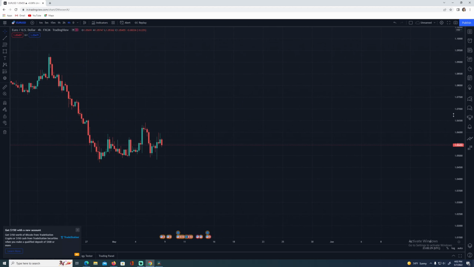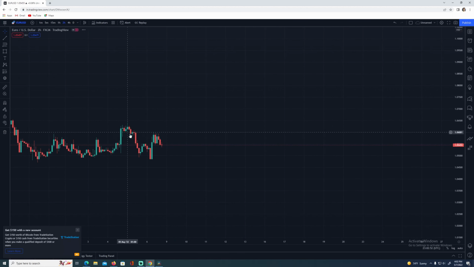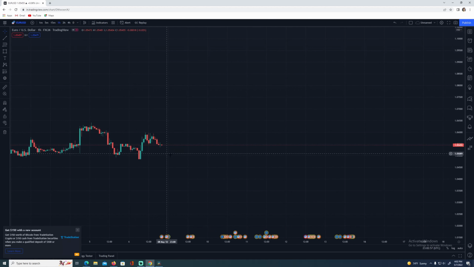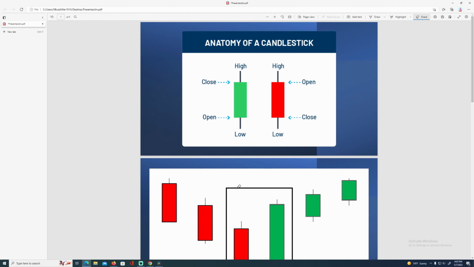Now, as you see on this left bar, we have price. Price is going to fluctuate throughout the time frame that you have selected. Right now we have selected the 4 hour, so one candlestick is 4 hours in time. If we go to 2 hours, one candlestick is 2 hours in time. If we go to 1 hour, each candlestick is 1 hour in time. Now we're going to go deeper into the anatomy of candlesticks.